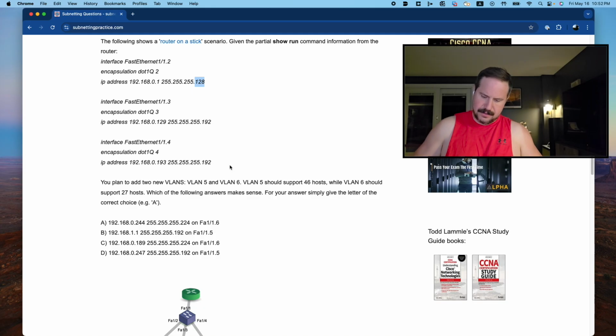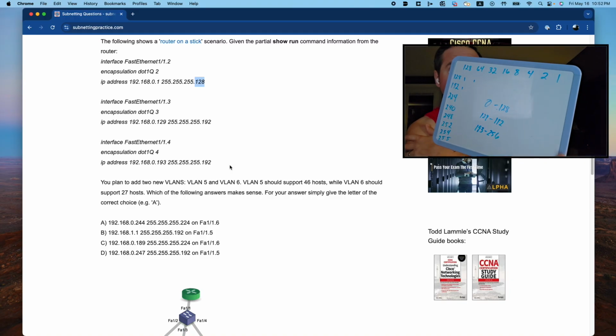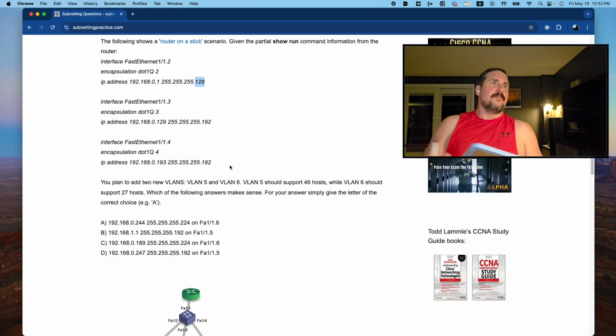And I like to have a dry erase board like this, just because I can do quick math. I don't have to be typing on a keyboard or hunting around or whatever. So you plan to add 2 new VLANs, 5 and 6. VLAN 5 should support 46 hosts. VLAN 6 should support 27 hosts. Which of the following answers makes sense? For your answers, simply give the letter of the correct choice.